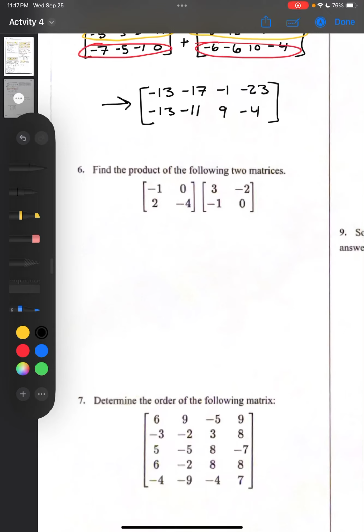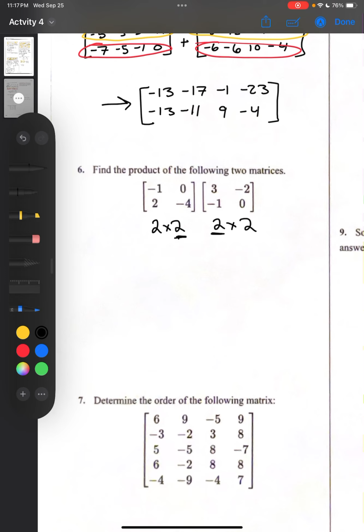So this one is finding a product. With a product, you need to make sure that when you are checking the rows and columns, these two middle numbers are the same, which here they are because they are the same size. So when you are doing the multiplication, again, like your teacher has said many times, you've got to practice multiplying matrices. It's just going to have to come with a lot of practice.